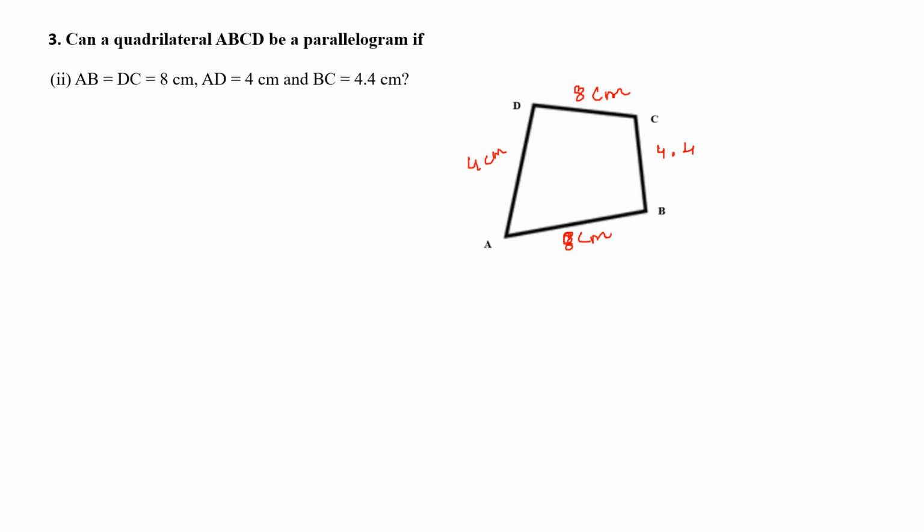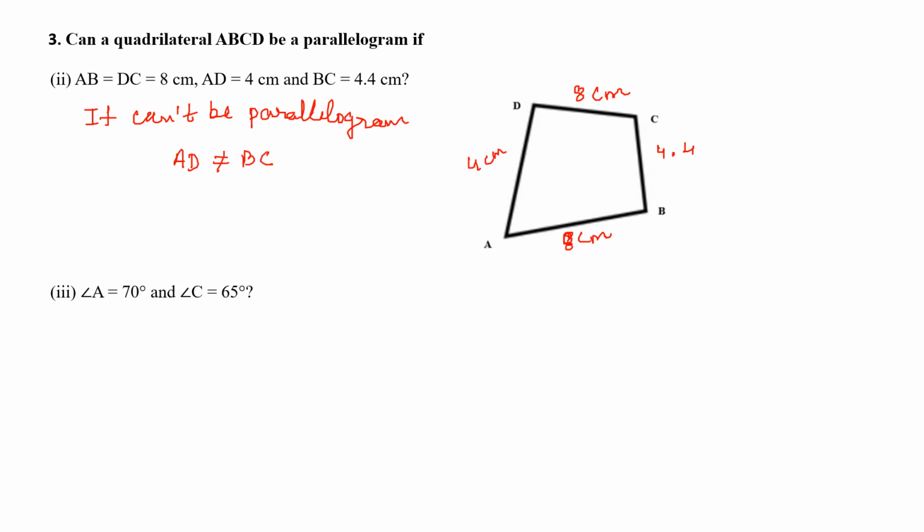Now here if you see, AB and DC, they are equal. Opposite sides are equal. But what about AD and BC? Are they equal in measure? No, right? So we can say it cannot be a parallelogram. Why? The reason is AD is not equal to BC, right? Now I will move to the next question.